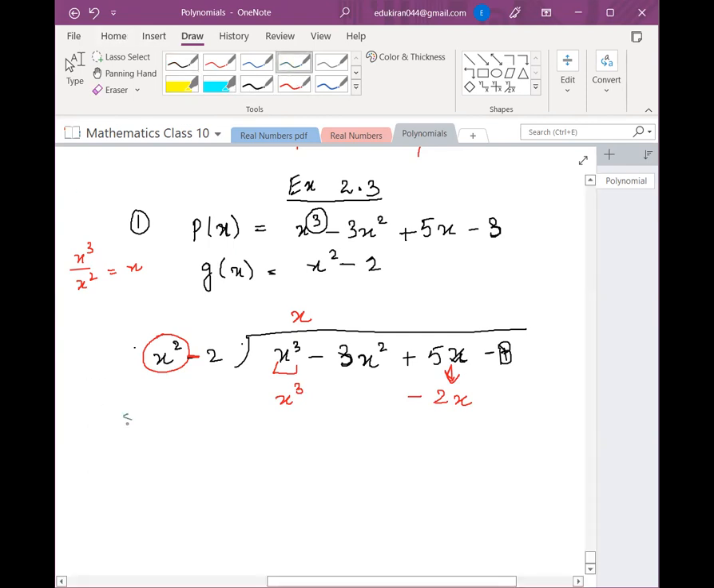Yes, clear. For example, I have 67 and I'm dividing it by 5. So what will I do? 5 into 1 is 5, and then I'll subtract 6 minus 5. I'll get 1, right? Yes, ma'am. Okay, so same thing I'll do here.